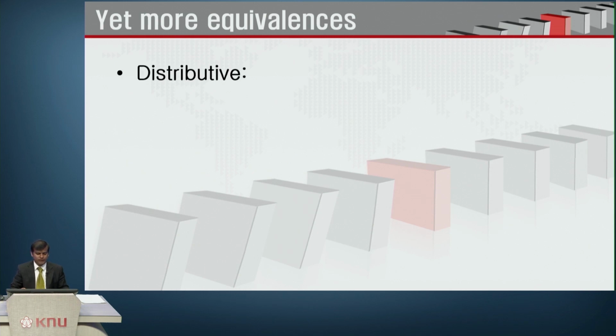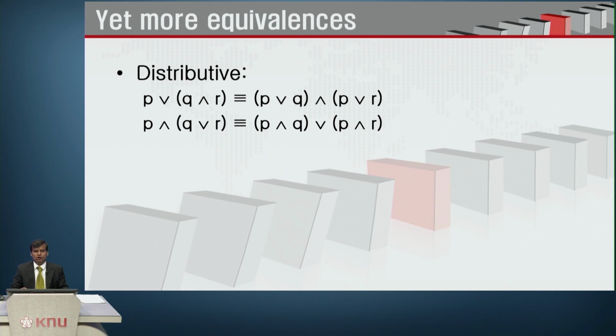Here comes the distributive law. P or Q and R is similar to P or Q and P or R. Then you have P and Q or R is similar to P and Q or P and R. So this is the distributive law.